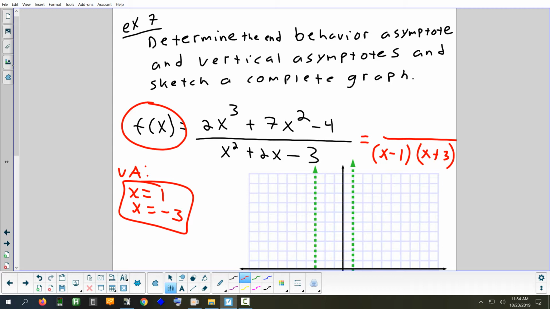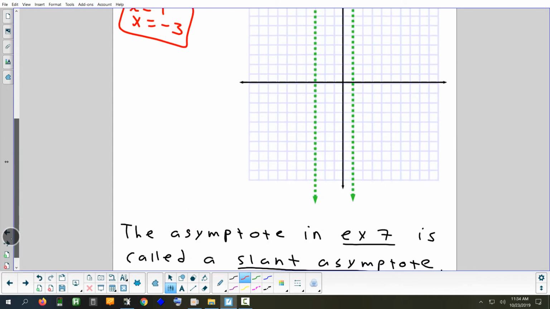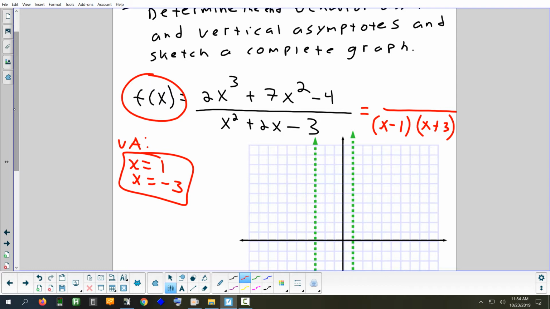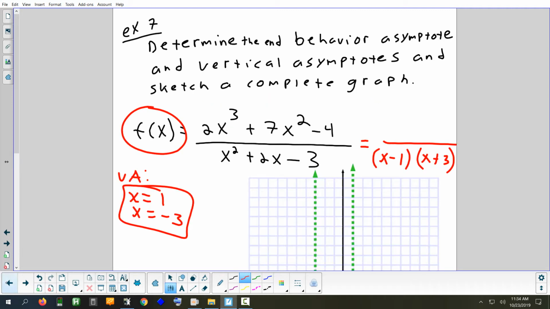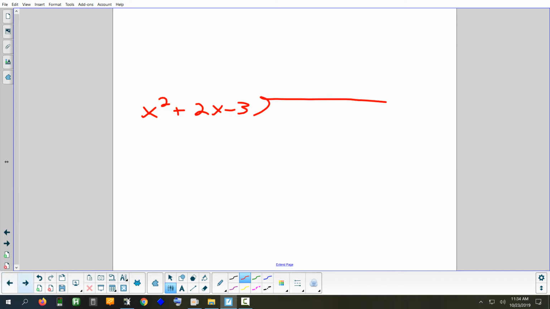Yeah, the degree of it will be if you subtract the two highest exponents. But what is it actually? Like, is it 5x plus 6? We got to do long division. All right, I'm going to do it on a separate page. So x squared plus 2x minus 3 into 2x cubed plus 7x squared plus 0x. What was the constant? -4. Now remember, we don't care about the remainder. Once you get the quotient, we're done.